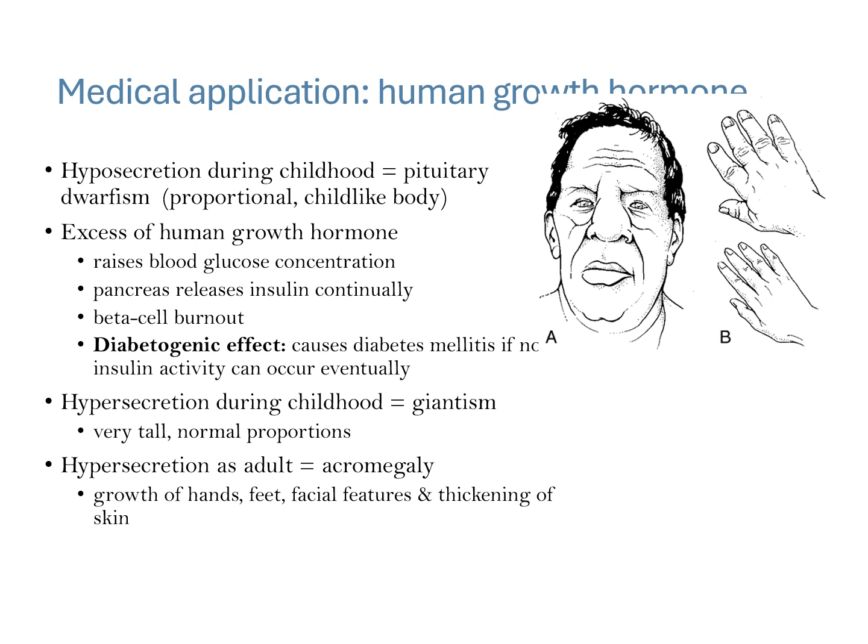There are disorders when these feedback mechanisms again get all out of whack. There are hypersecretion disorders. If it happens during childhood, it can lead to what is called giantism. If you have hypersecretion as an adult, it can lead to acromegaly, which leads to a growth of hands, feet, facial features, and a thickening of the skin.